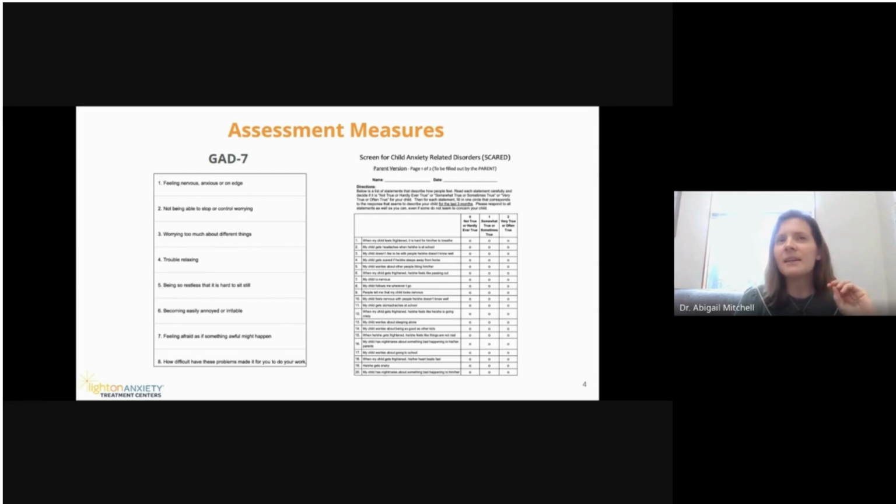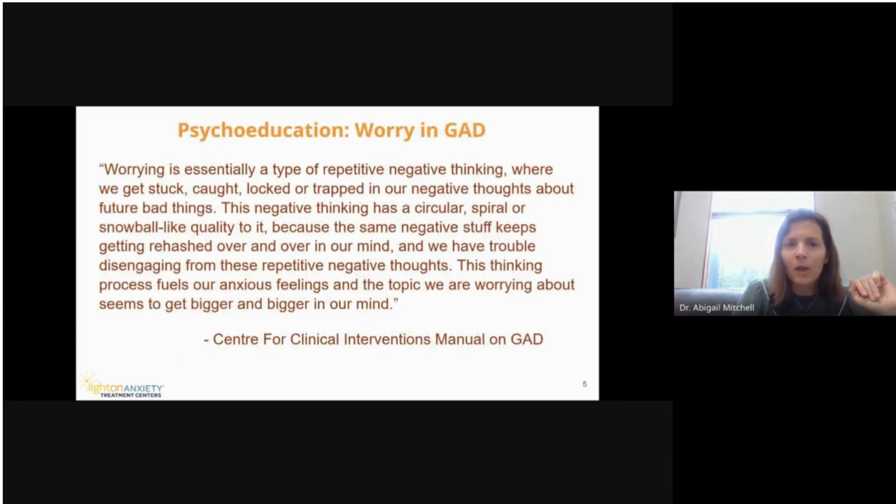Although I will say I've definitely seen when parents are doing SCARED, just because the GAD score is not at a clinical level, I would rely a lot on parent report as well. So I wouldn't say that you shouldn't delve further just because the SCARED score isn't clinical. All right. So when we're starting with a client with GAD, we want to start with that psychoeducation piece, and especially psychoeducation about worry and why it's ultimately unhelpful in the extent it's happening with GAD.